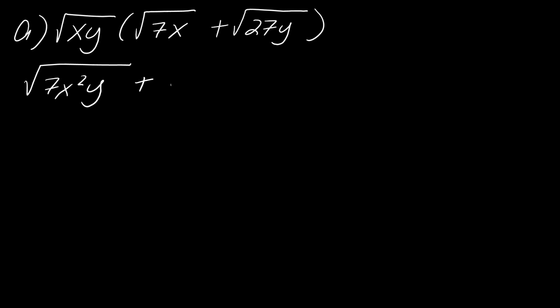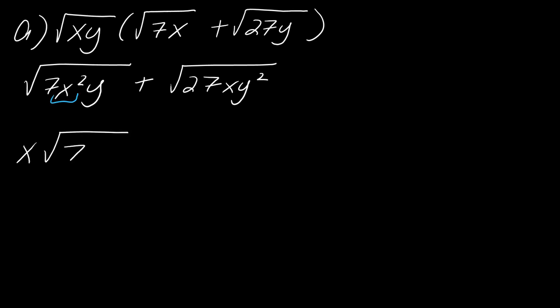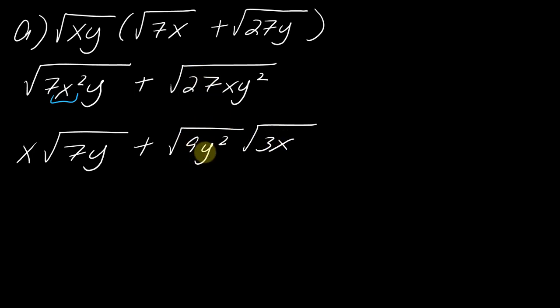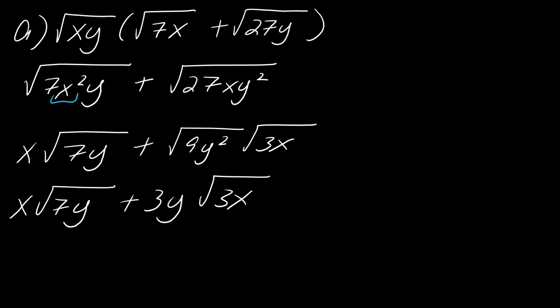the square root of 7x squared y plus the square root of 27xy squared. And now that we're here, we just simplify wherever we can. For this first one, I can for sure simplify that square root of x squared. So that'll turn into x times the square root of 7y. And for this other one, I can break out 9y squared and I can leave 3x behind. So if I multiply these back together, 9 times 3 is 27, and then y squared and x will make xy squared. So we're all good there. So this is going to equal x times the square root of 7y plus 3y times the square root of 3x.